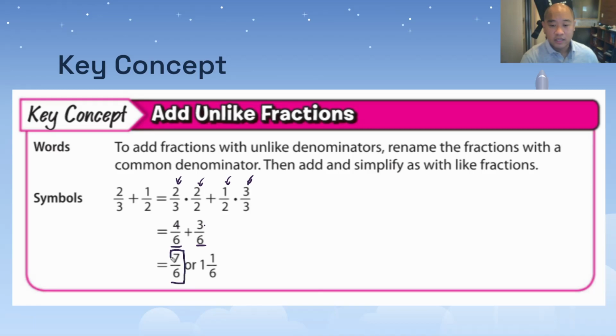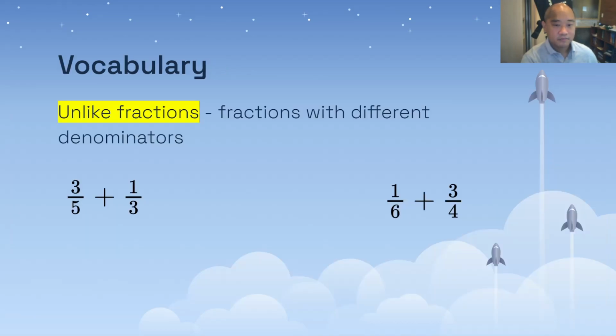I will accept improper fractions as answers. I will also accept mixed numbers as answers, but they always have to be simplified. You always have to reduce your answer. Okay? Okay. An unlike fraction is just a fraction with different denominators.